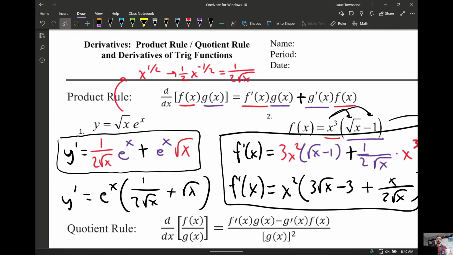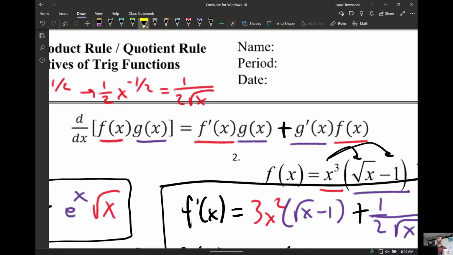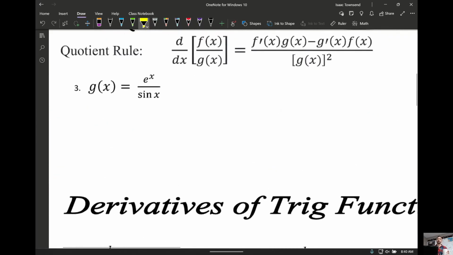Okay, before we move on to the other one, quotient rule, do you guys have any questions about this? Are you okay with what this pattern is saying? You feel like you can get that down after you practice it a few times? All right. Then the other one we have to do by hand is quotient rule.